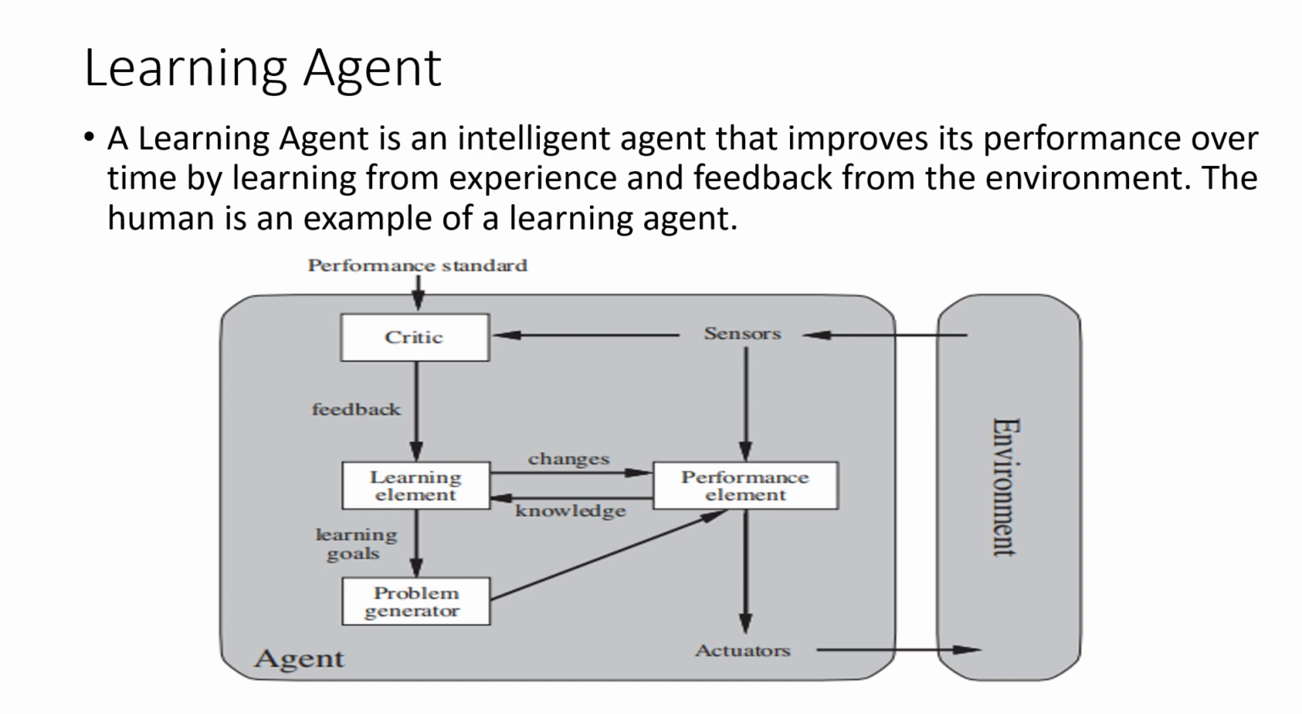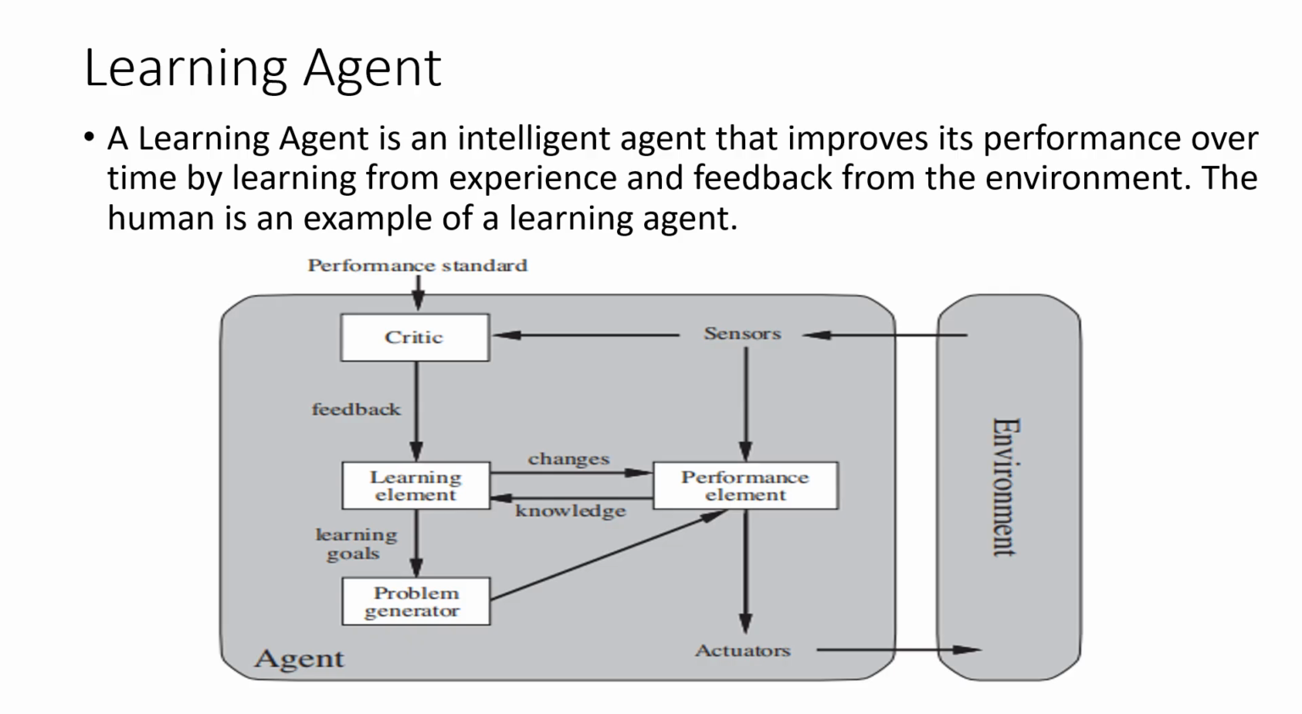The next block is the critic, which evaluates how well the agent is performing. There are two inputs to the critic. The first is the percept from sensors, and the second is the performance standard. And the output is feedback to the learning element. For example, it tells the agent, your last decision reduced fuel efficiency. The critic does not decide actions, it only judges performance.